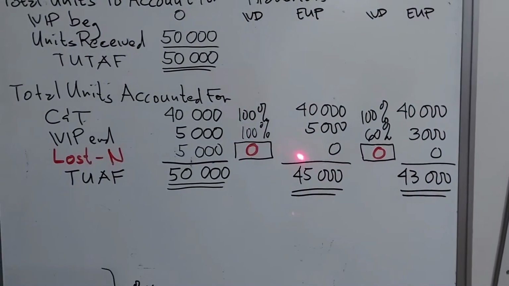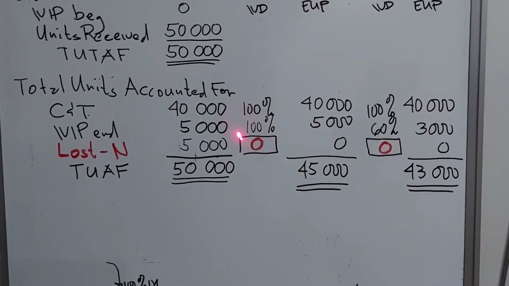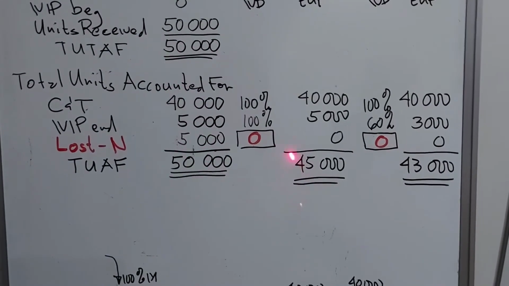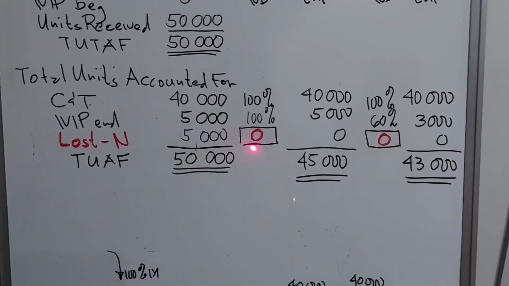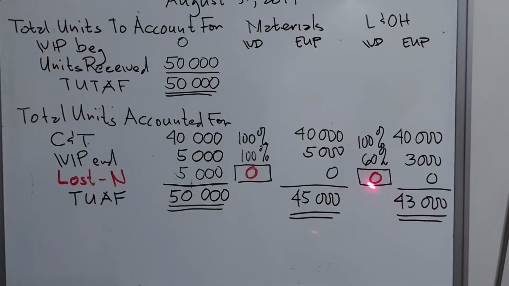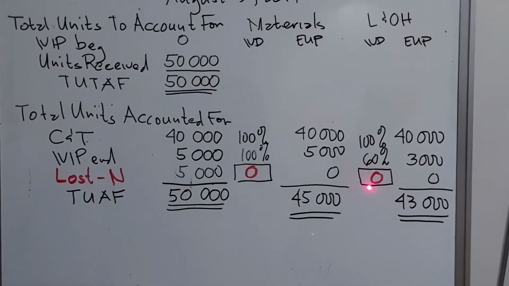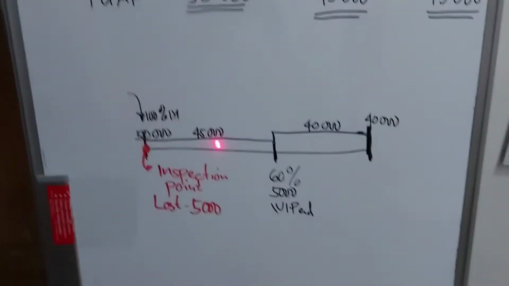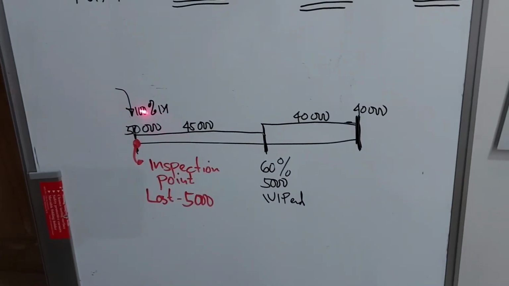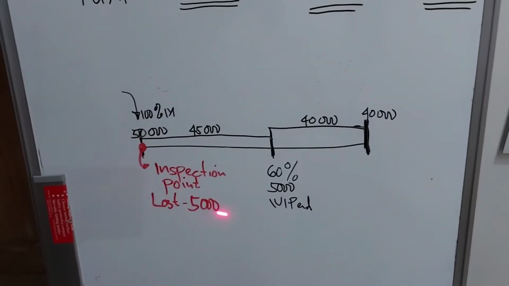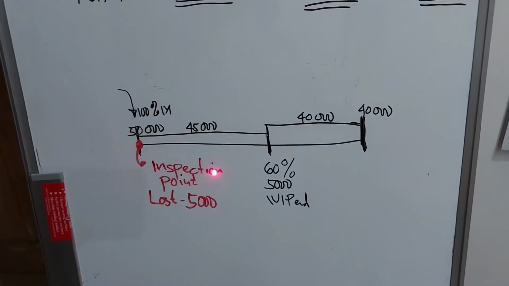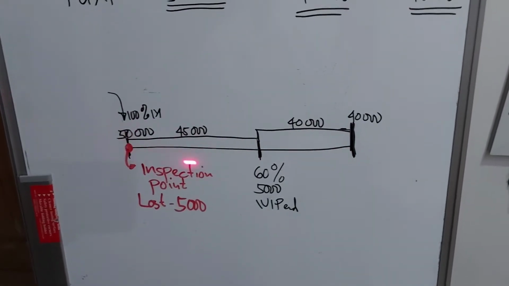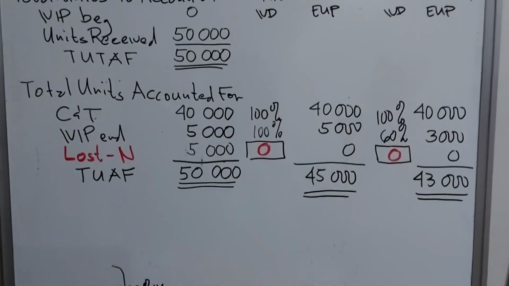Class, pwede ding i-memorize lang. Kapag sinabing na-discover at the beginning of the process, yung loss units, dito, 0 siya sa materials, 0 siya sa labor and overhead. Okay? Pwedeng i-memorize. Bakit? Secret. Okay? So, but mas mainam lang na alam mo bakit siya 0. Dito yung explanation. Bakit 0? So, beginning pa lang ng process, na-inspect na, alam mo na siyang hindi siya makukomplete. So, ibig sabihin, wala siyang makukuhang materials, wala din siyang makukuhang labor and overhead. Okay? So, yun yung explanation nun.